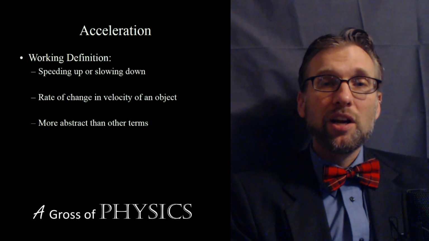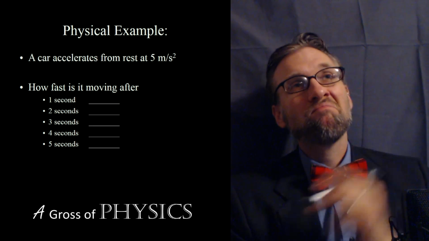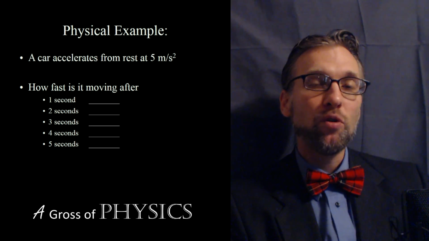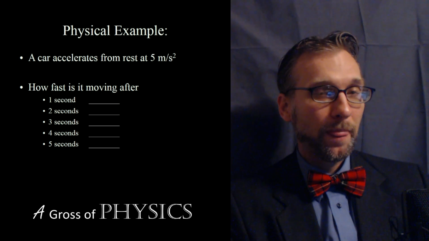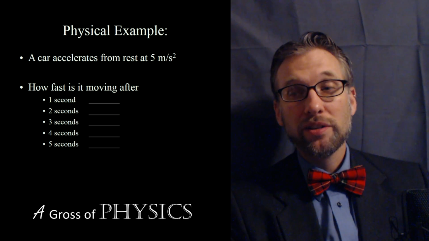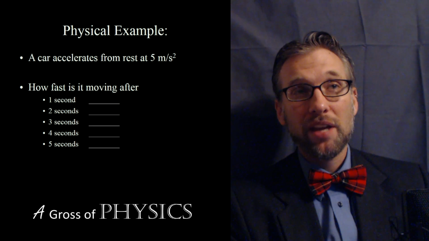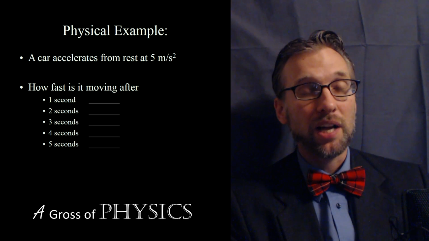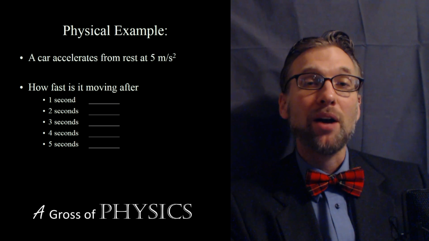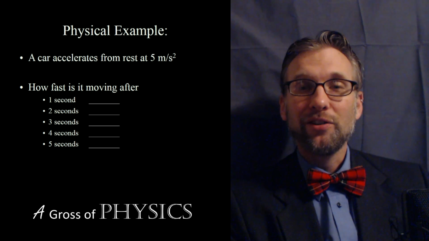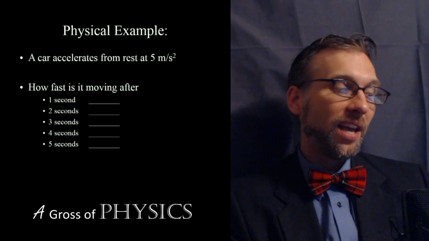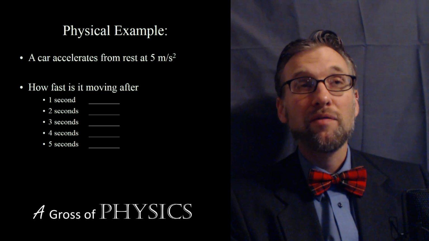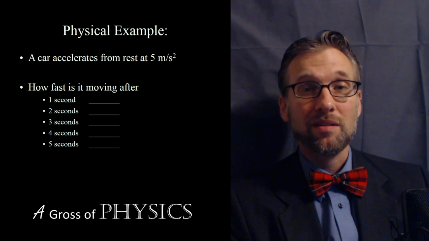Now, for example, let's say a car accelerates at 5 meters per second squared. How fast will it be moving at every second? Now, the way acceleration works is it means that the speed of the object in the direction it's traveling, so the speed plus direction, which is velocity, will change by that amount every second. And you'll notice the value I gave for the acceleration was meters per second squared. We're actually dividing meters per second by seconds.